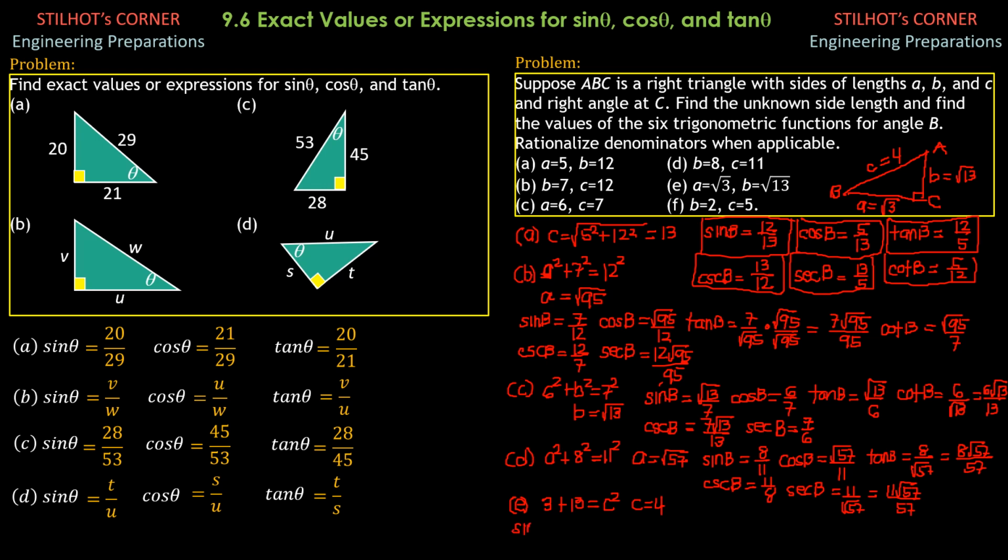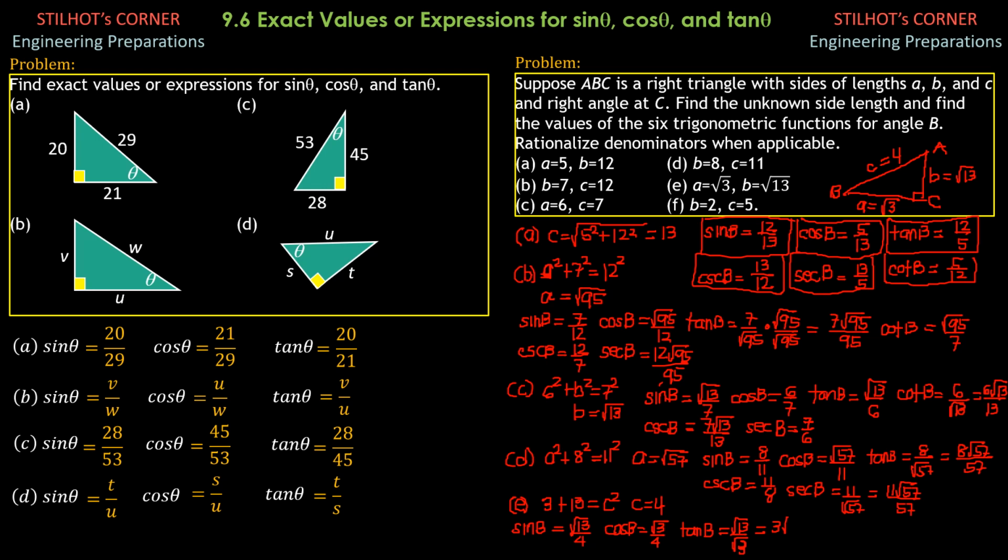Sine of B is equal to opposite square root of 13 over hypotenuse 4. Cosine of B, adjacent, square root of 3 over hypotenuse 4. Tangent of B, opposite, square root of 13, adjacent, square root of 3. Then after we rationalize the denominator, it is 3.